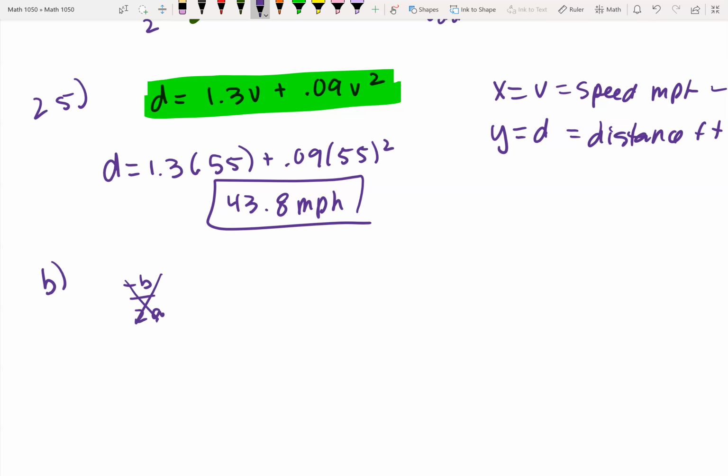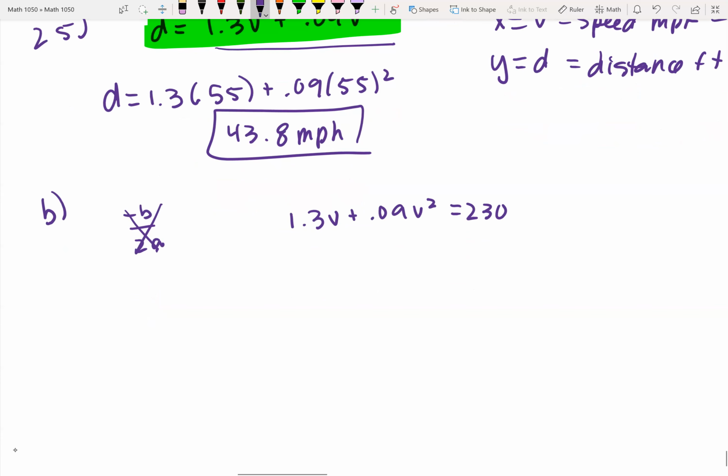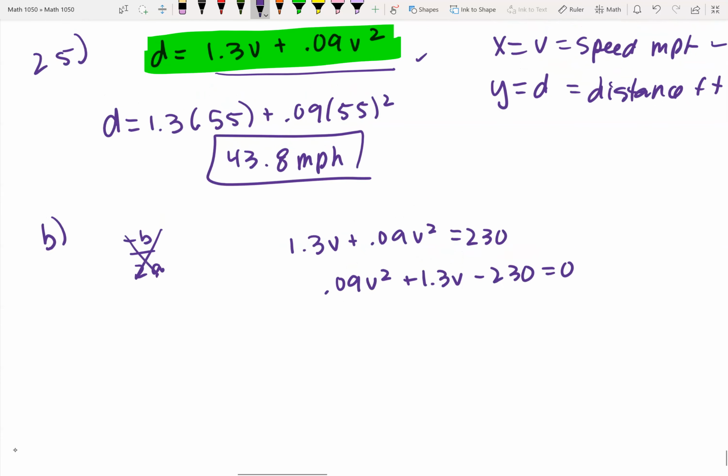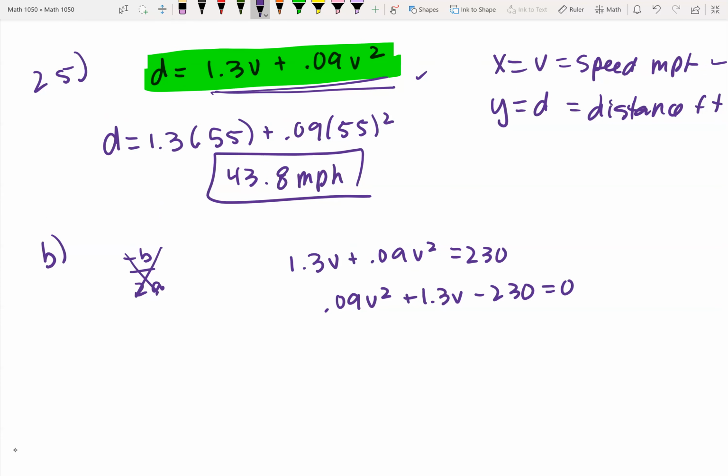On this, they're saying the distance is 230 feet. So I'm actually taking that distance and putting a number in for it, which is 230. So now I'm solving an equation where up here, I was just trying to maximize that guy. If I move my 230 over, I have 0.09 v squared plus 1.3 v minus 230 equals 0. Do you see how it's equal to 0? And up here it is not equal to 0. If they asked me to maximize that, it'd just be negative b over 2a. This guy's equal to 0, so I have to solve using the quadratic formula. I know it's confusing and I'm sorry.